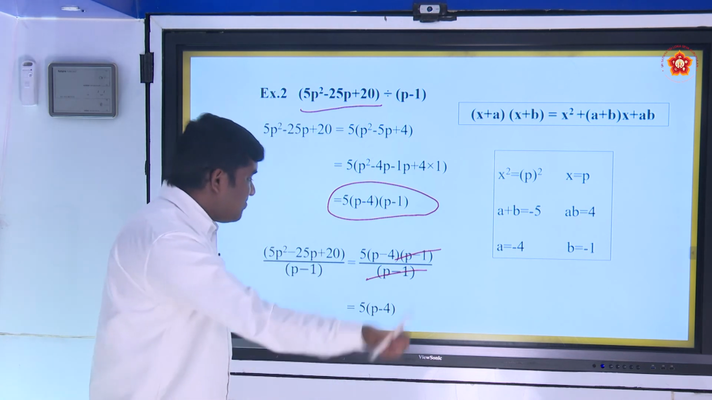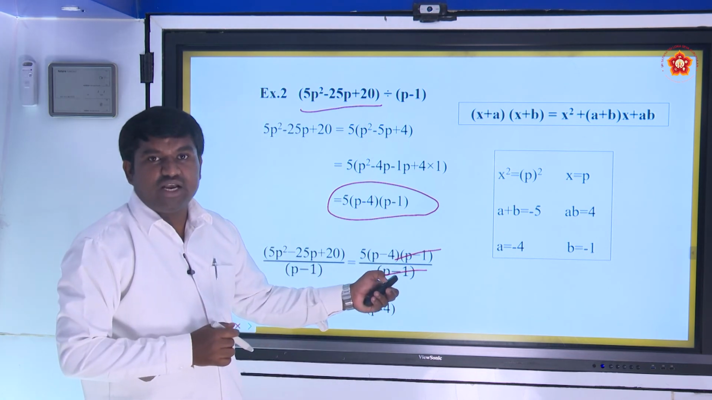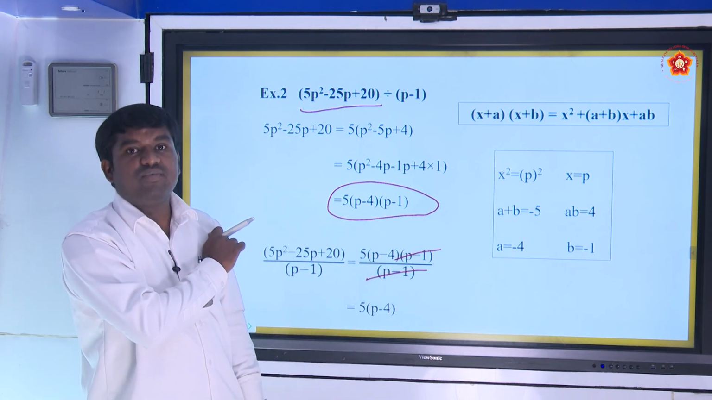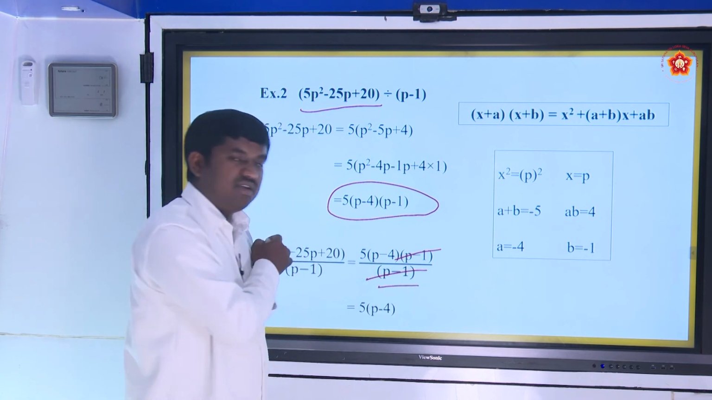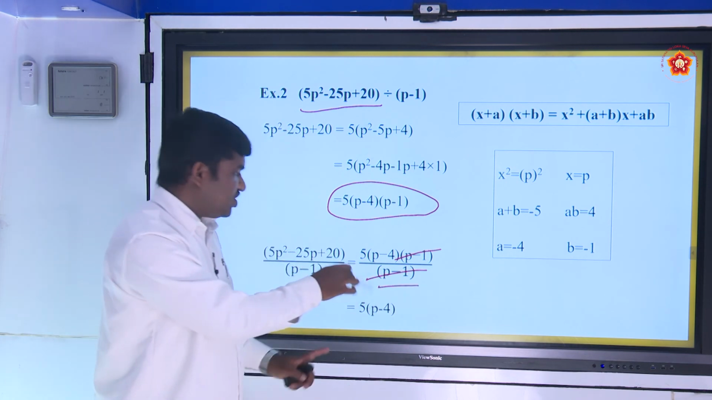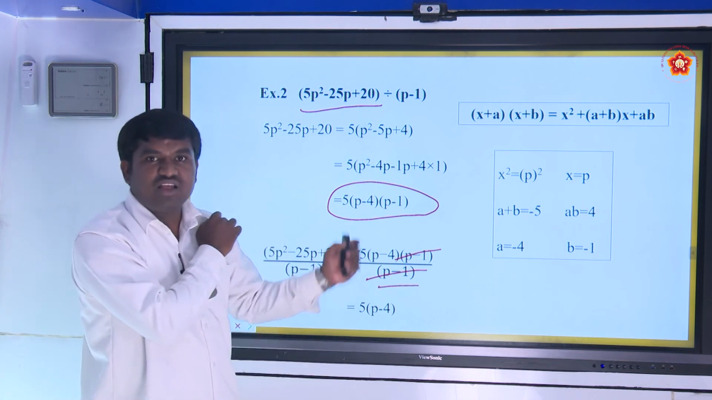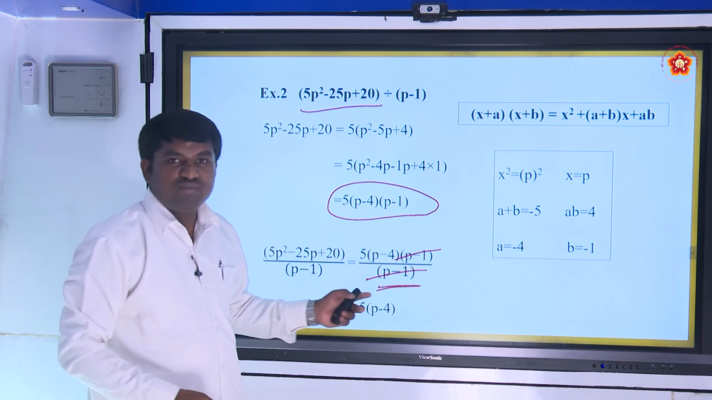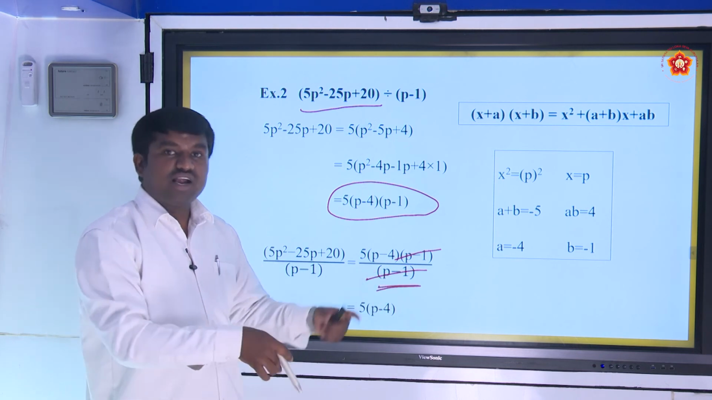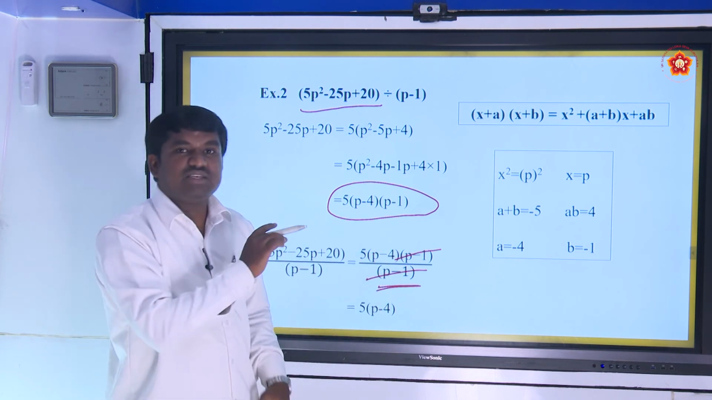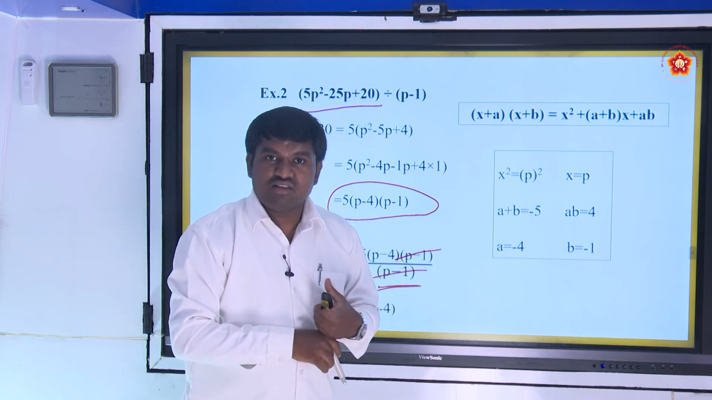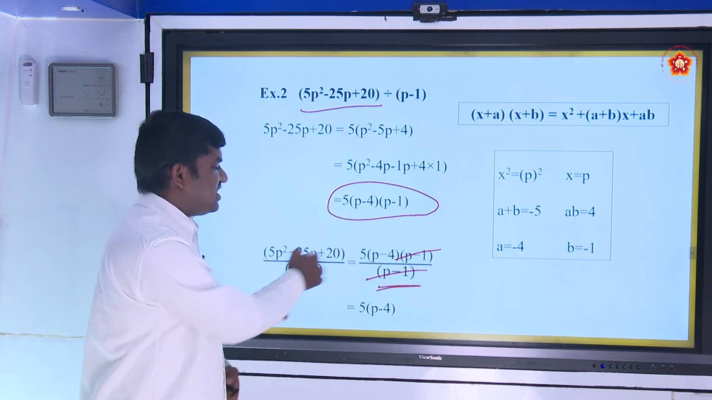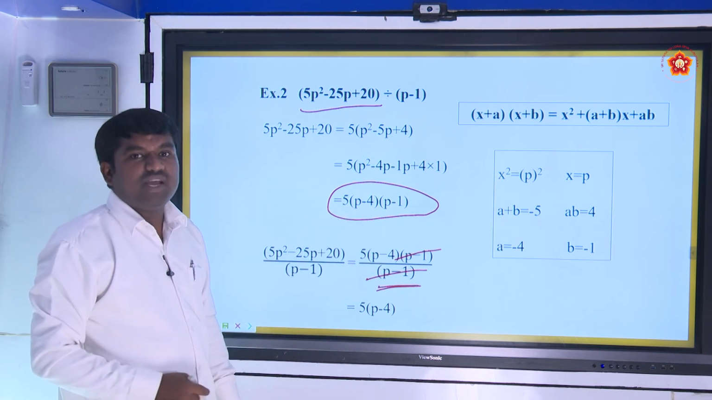So we always look at the factors in the denominator and try to get the same factors in the numerator also. Here p minus 1 is there in the denominator, so we should get p minus 1 as a factor in the numerator also. Try to get p minus 1 as a factor in the numerator, then only the common factor will come, then cancel. Okay, the answer is 5 into (p minus 4).